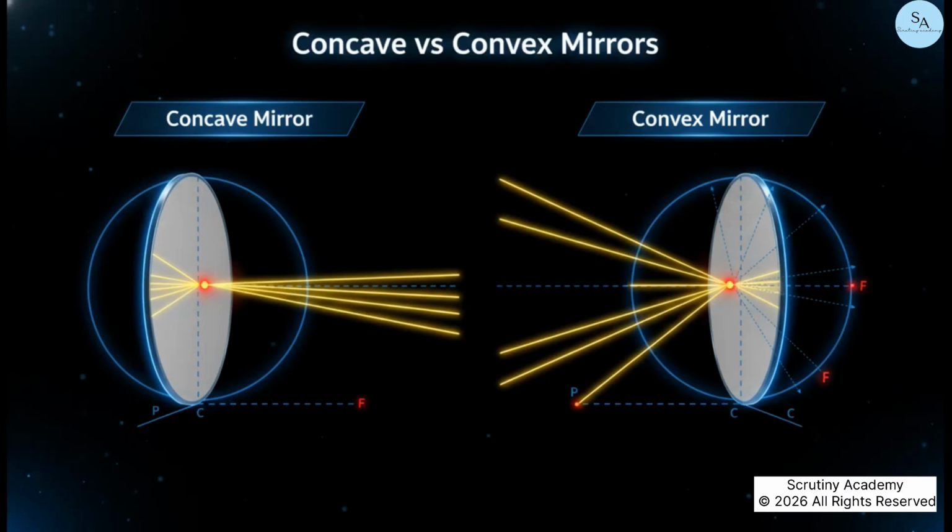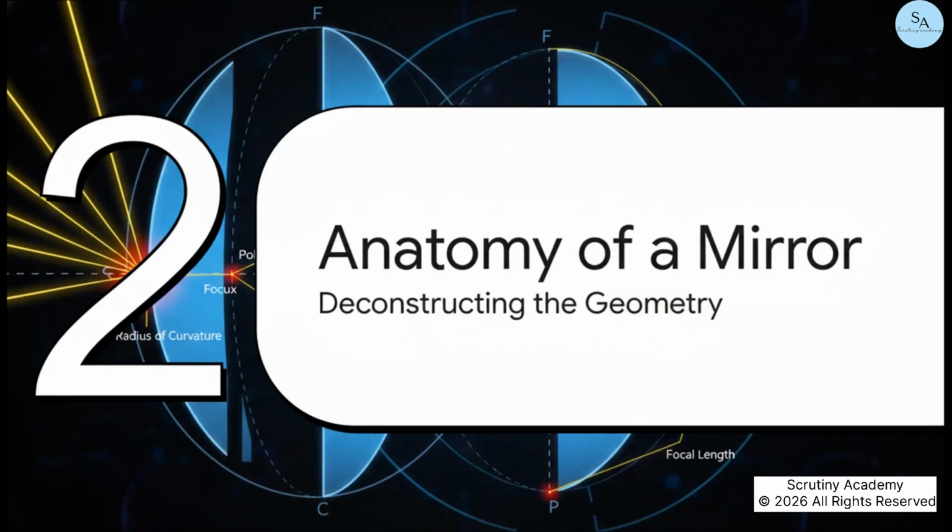Now, here's where it gets interesting. Depending on which side of that slice you make reflective, you get two main types. If the reflection happens on the inner, caved-in surface, think of it like looking into a cave, right? That's a concave mirror. But if the reflection is on the outer, bulging surface, that's a convex mirror. And believe me, this one little difference completely changes how they create images. It's everything. All right, on to section 2.